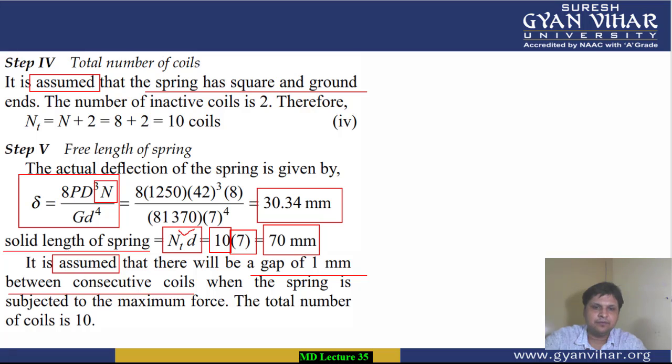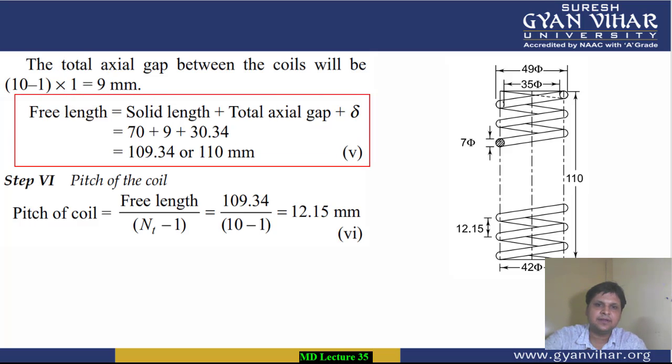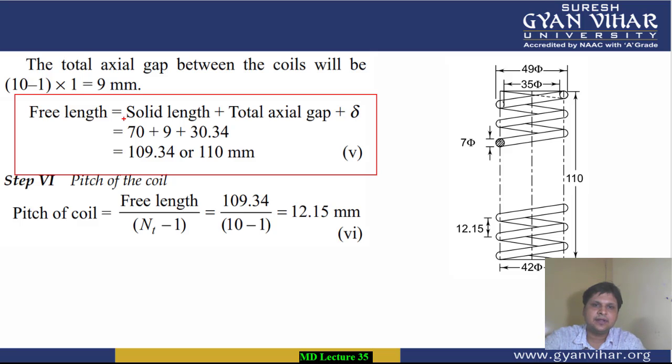Now, if there is a 1 mm gap between two consecutive coils and the total number of coils is 10, what conclusion can we take out? NT minus 1, means total number of coils minus 1, into the gap between two adjacent coils, will give you the total axial gap. So total axial gap is equal to total number of coils minus 1 into the gap between adjacent coils, that is equal to 9 mm. Finally, from this, free length is equal to solid length plus total axial gap plus del. This will give you the value of free length.